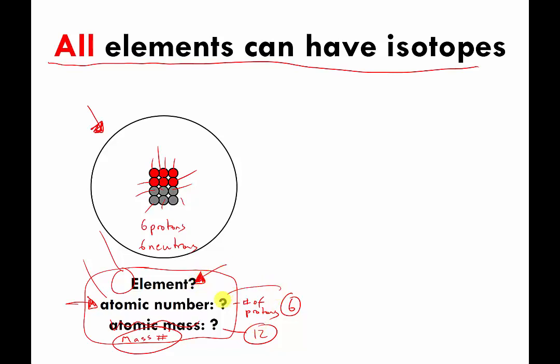And if I want to know what type of element it is, again, the only thing we need to know is how many protons it has. That's the only thing that will tell us what type of atom it is. You have to use the periodic table to do this, unless you have the periodic table memorized, in which case you are an even bigger nerd than I am. If you look up who's got 6 protons in the periodic table, it's carbon. So this is a cartoon version of a carbon atom with a mass number of 12.